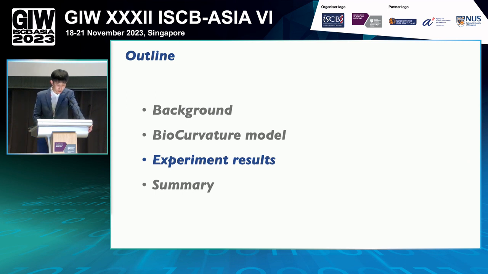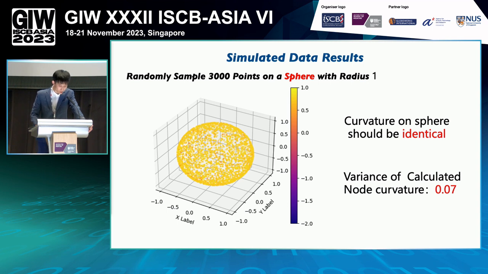Next, we show our experimental results of methods. We first simulate random points from a sphere. We calculate the curvature for each point, and ideally, this curvature should be an identical value. We found that our estimated value is very close to the identical value, and meanwhile, the estimated value has very small variance, indicating our estimation is very accurate and useful.